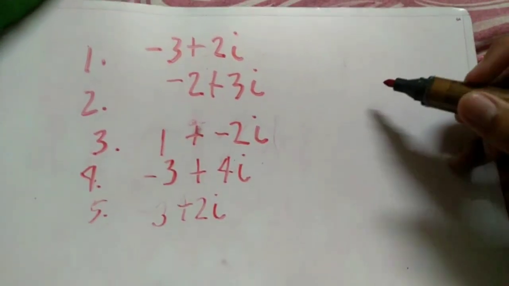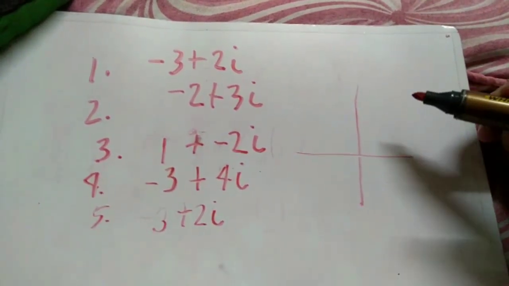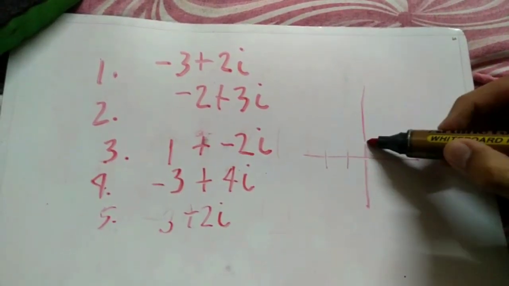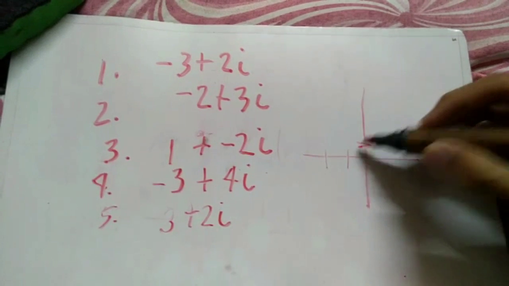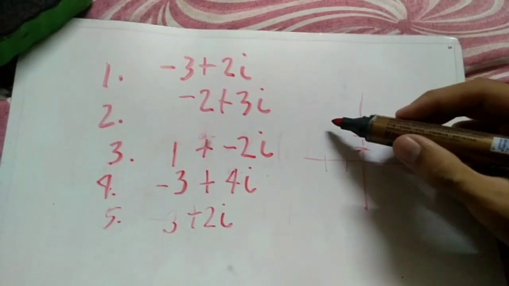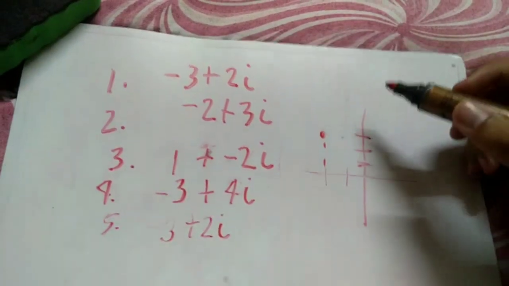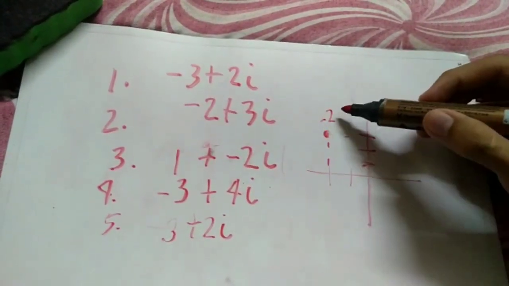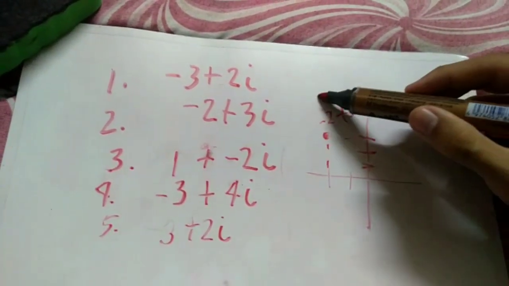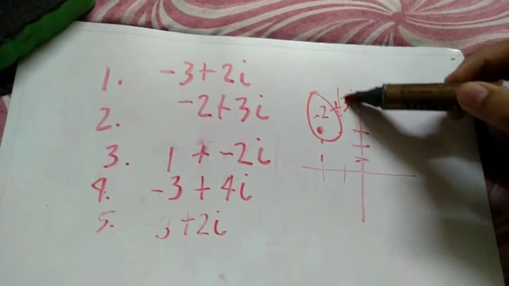And the answer for number 2 is this. So -2, -1, -2 plus 3i. 1, 1, 2, then 3. So your point will be on this one. This is your -2 plus 3i. Your real part is the -2, while your imaginary part is 3.